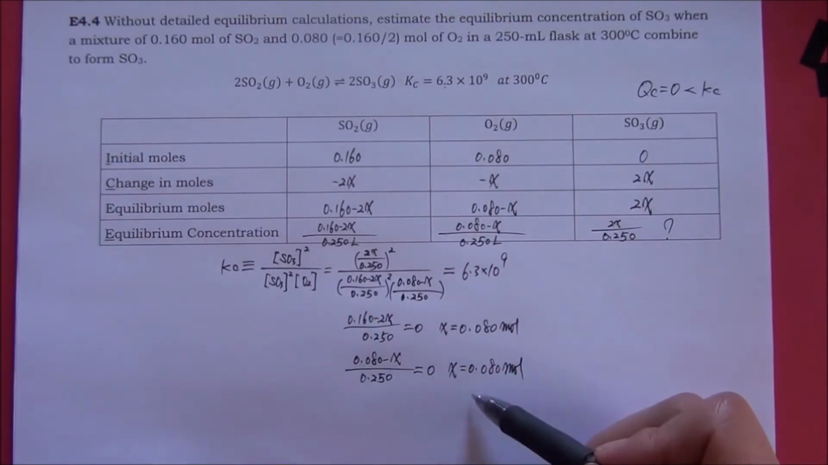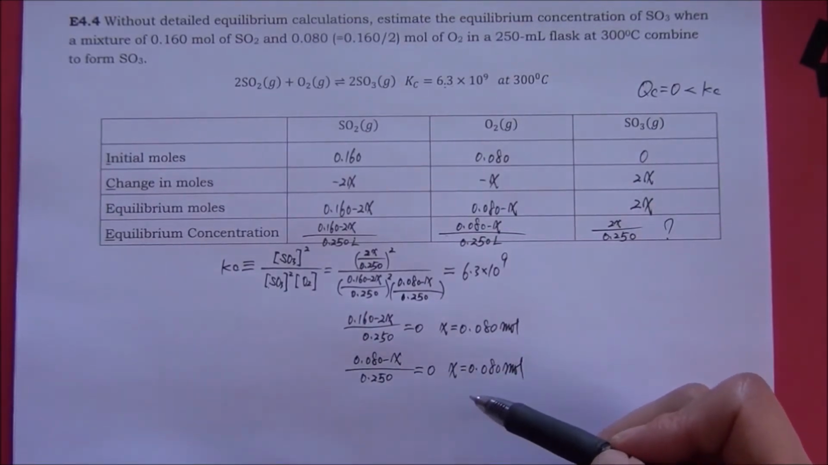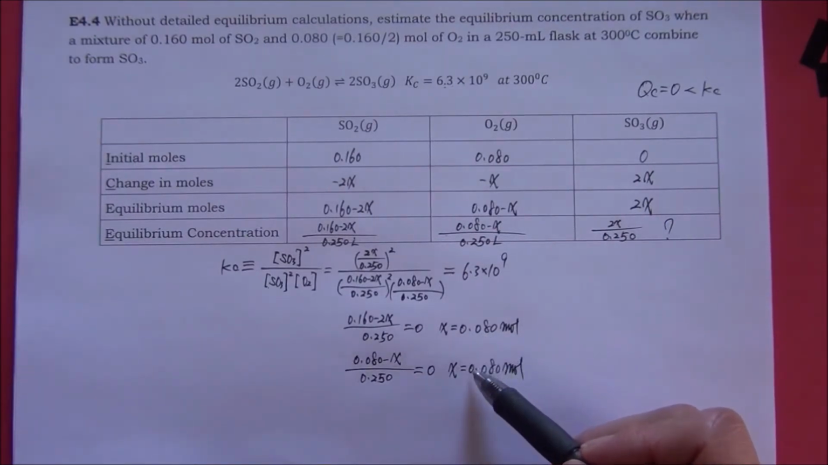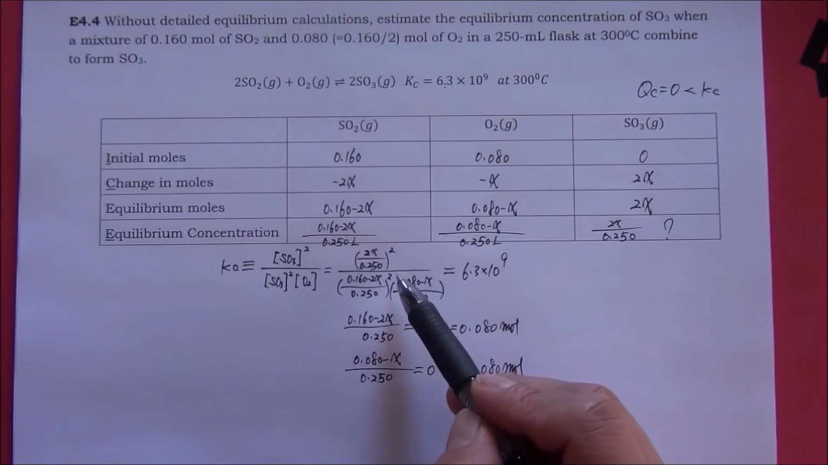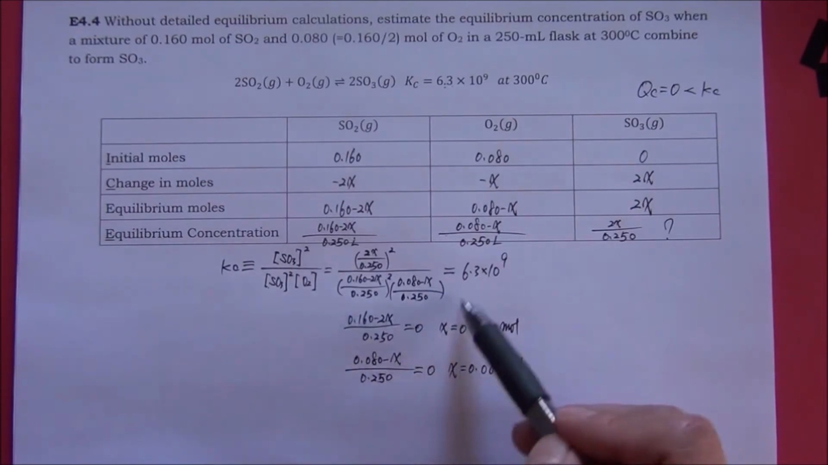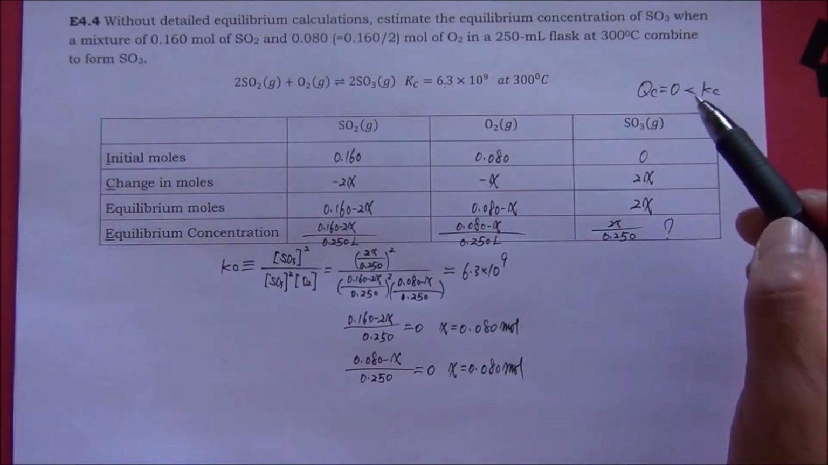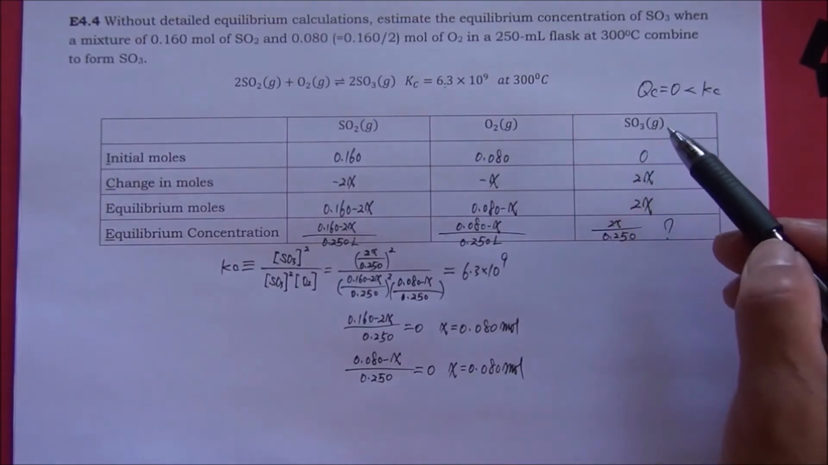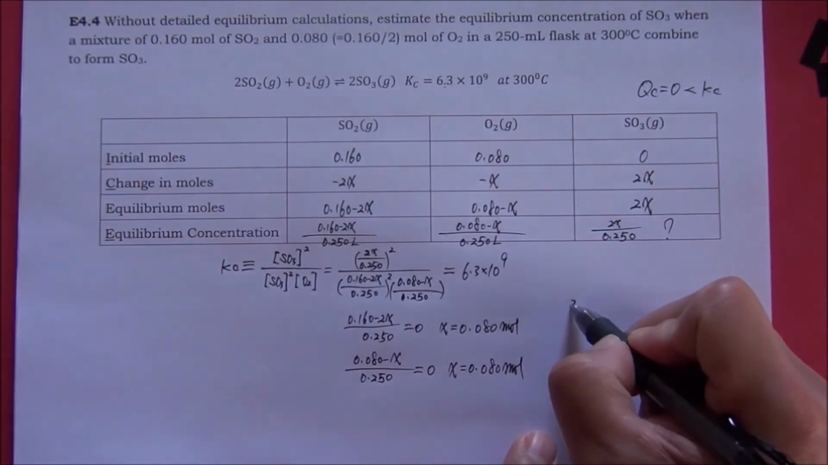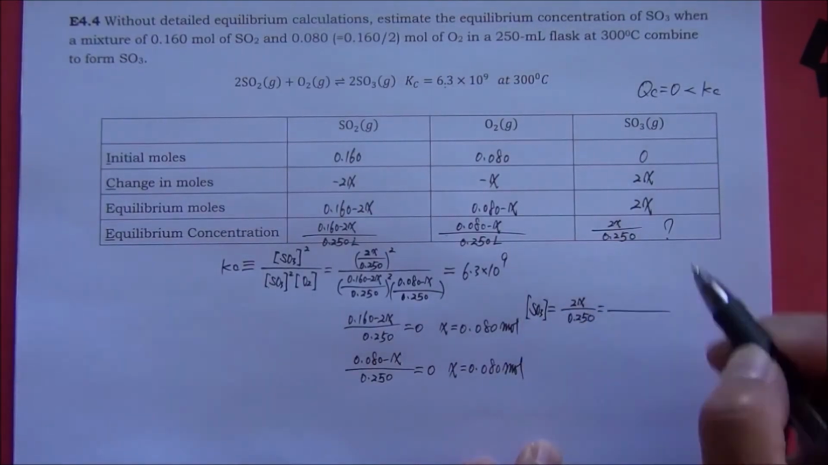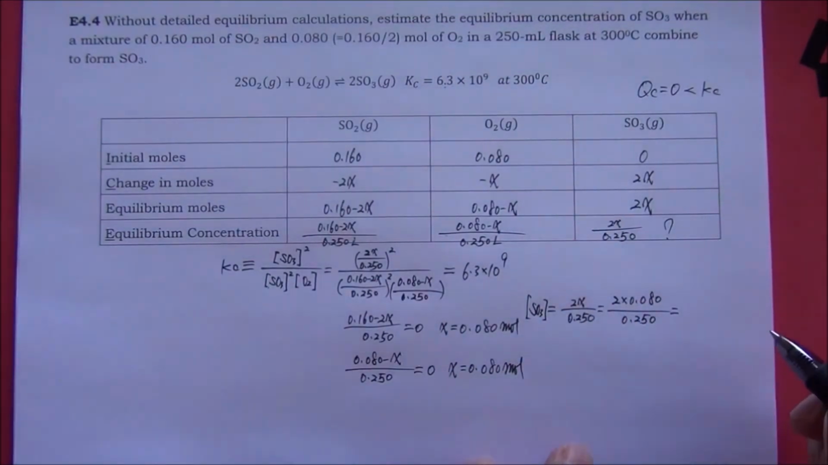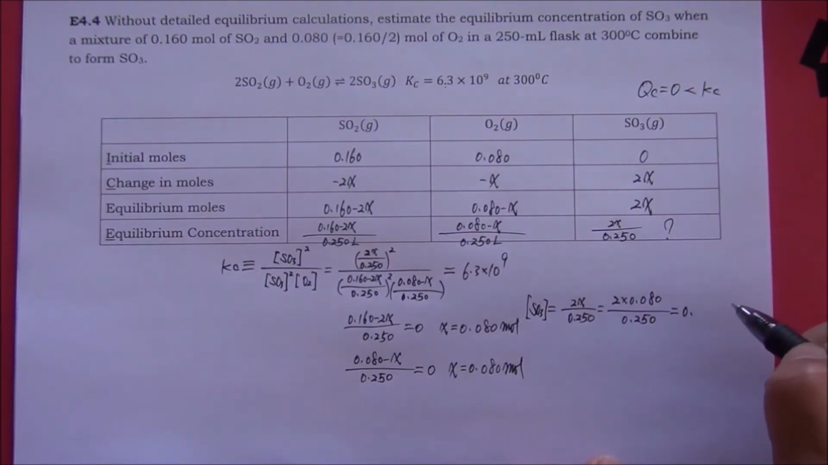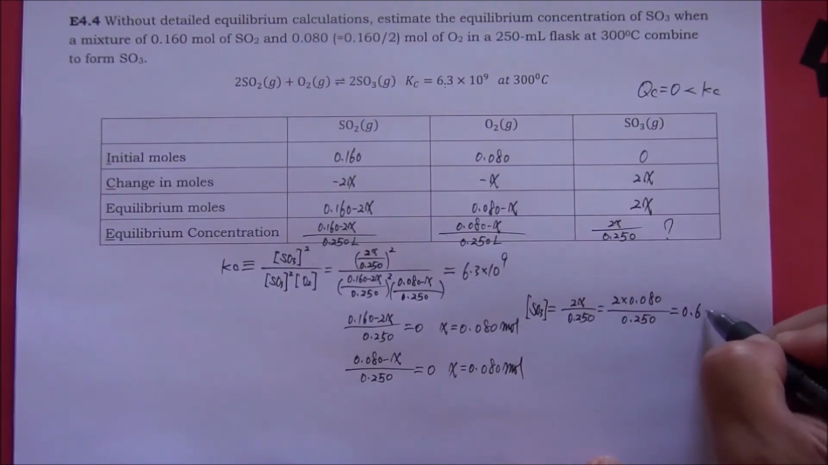We can also set this other factor equal to 0. We get the same answer for x, which is good news, because we do not need to make a choice. If we do get 2 different numbers, we will pick the smaller one, because all the concentrations must be positive. We can calculate the equilibrium concentration of sulfur trioxide gas. Let's calculate. We punch these numbers into the calculator, and we get 0.640 molarity.